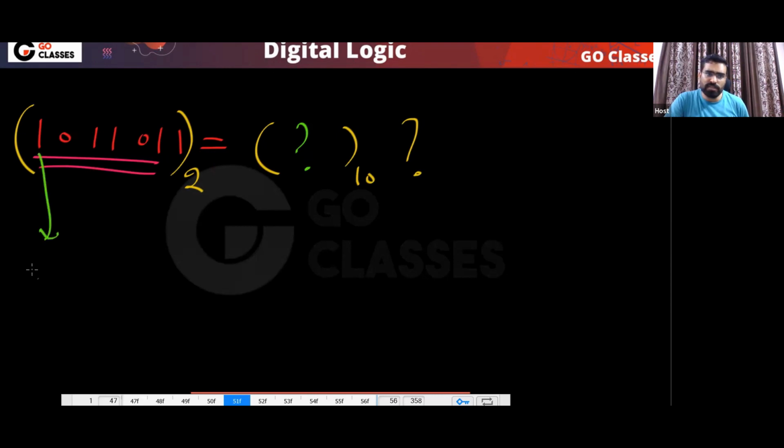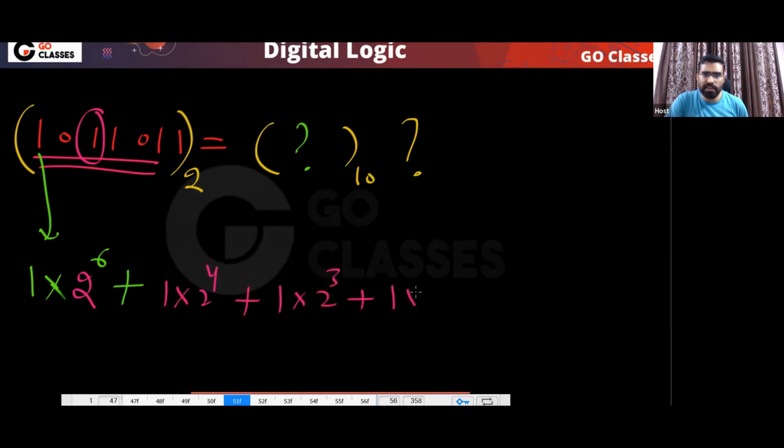So what is the weight of this? There are a total of 6 symbols on the right, so this will have weight 2 power 6. Next, this will have weight 2 power 4. Next, 2 power 3. Next, 2 power 1. And the next will have weight 2 power 0.